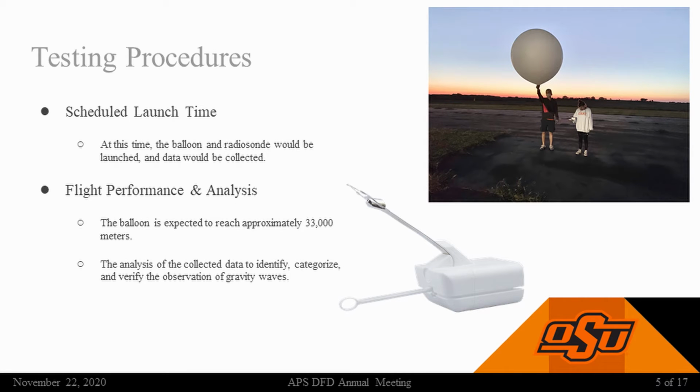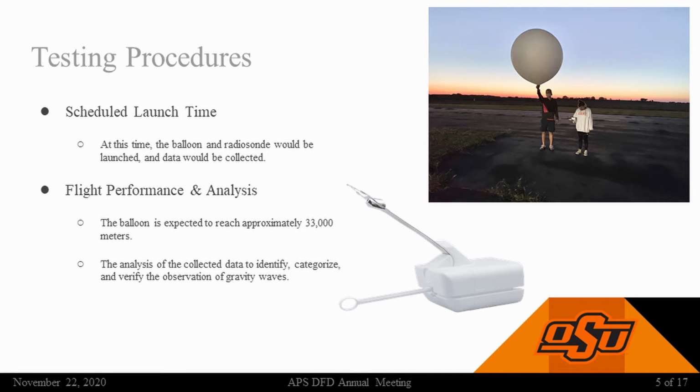Because we were looking at the effects of sunrise-generated gravity waves, a targeted launch time was scheduled in order to have the balloon at a specific altitude at the desired time. At this time, the balloon and the radiosonde were ready to launch and the data began to be collected.